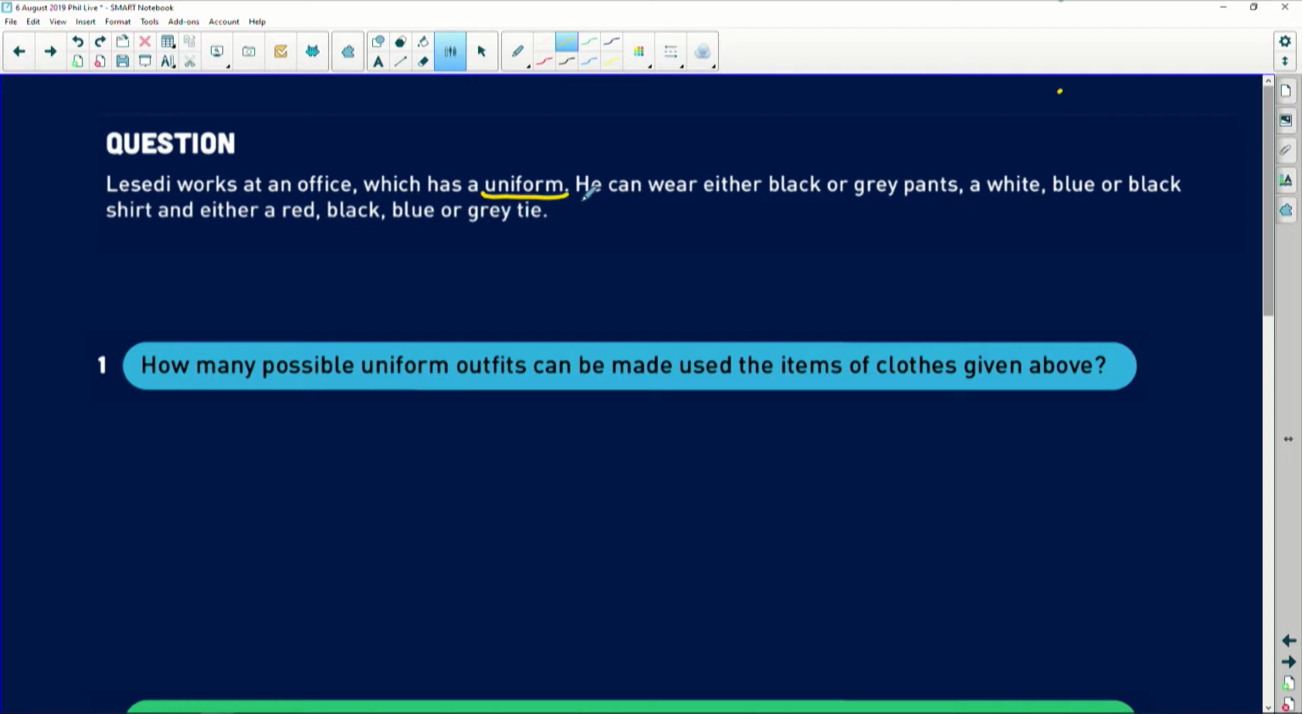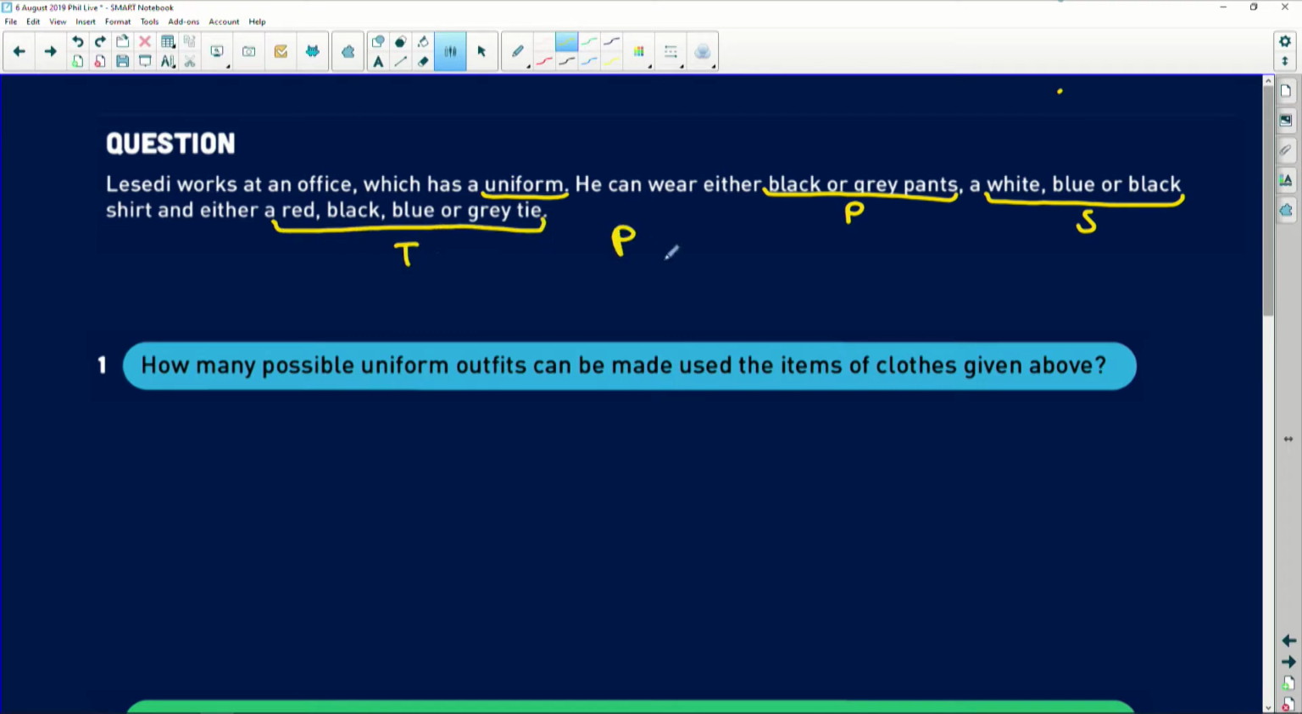So part of this uniform, he can wear either a black or grey pair of pants. Okay, so this is the pants category. A white, blue or black shirt. So this is the shirt category. And either a red, black, blue or grey tie. Okay, so we have 3 categories under his uniform.